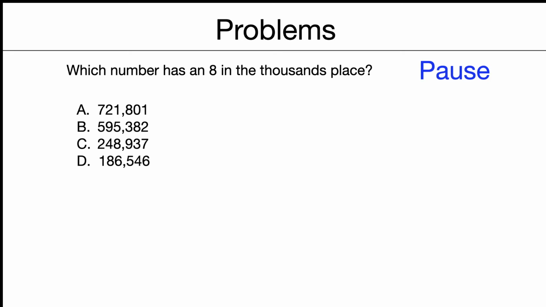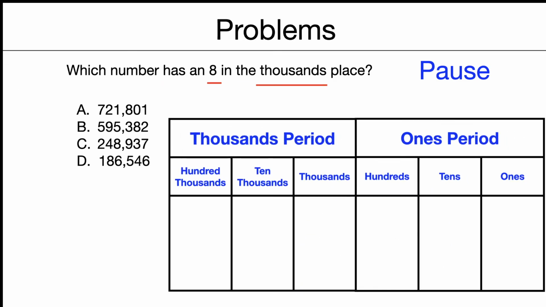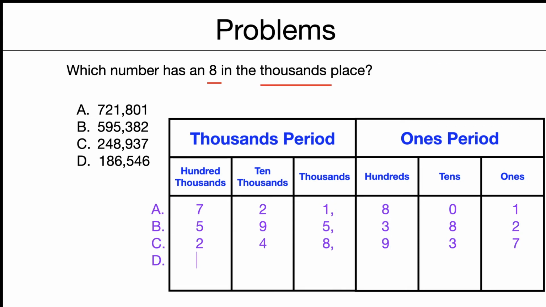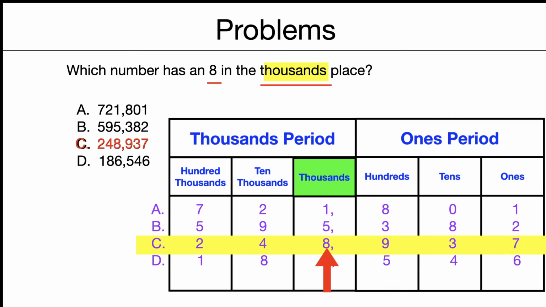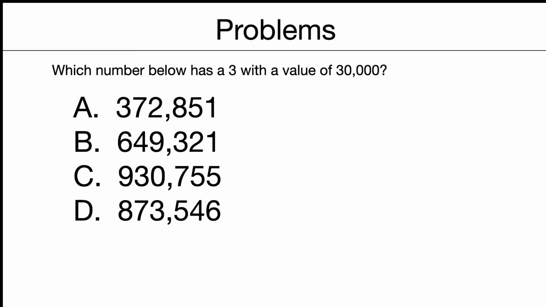Which number has an 8 in the thousands place? Okay, so 8 in the thousands place. Let's look at this on a place value chart. And let's rewrite the numbers A, B, C, and D on our place value chart. Helps us organize it. We're looking for thousands. There we are. And we're looking for the 8. So there we go. So that would be answer C. 248,937 has an 8 in the thousands place value.